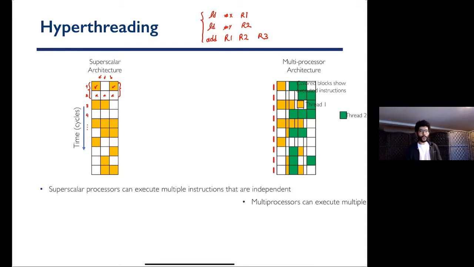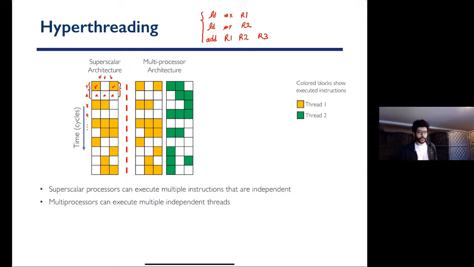Now, what we can do to speed things up is to put 2 of these superscalars together in the same chip, which gives us a multiprocessor. This way we can start executing 2 threads instead of 1 thread. But we're still having these empty cells. We haven't solved that problem.